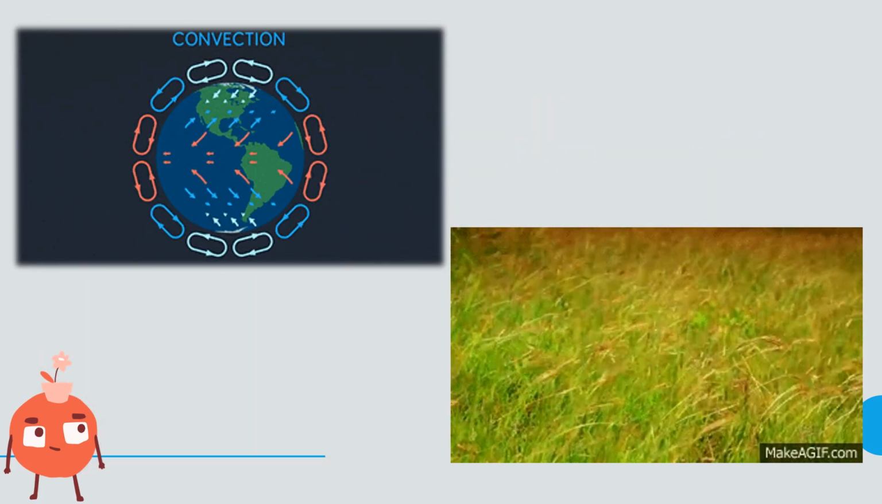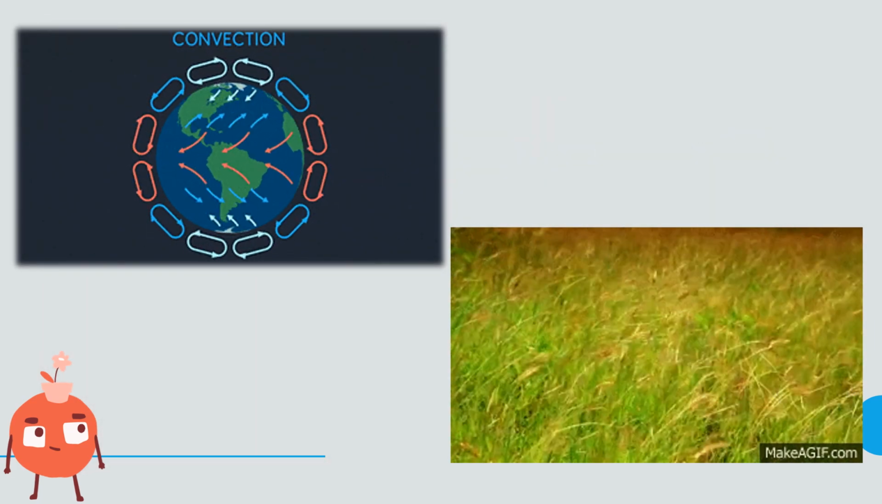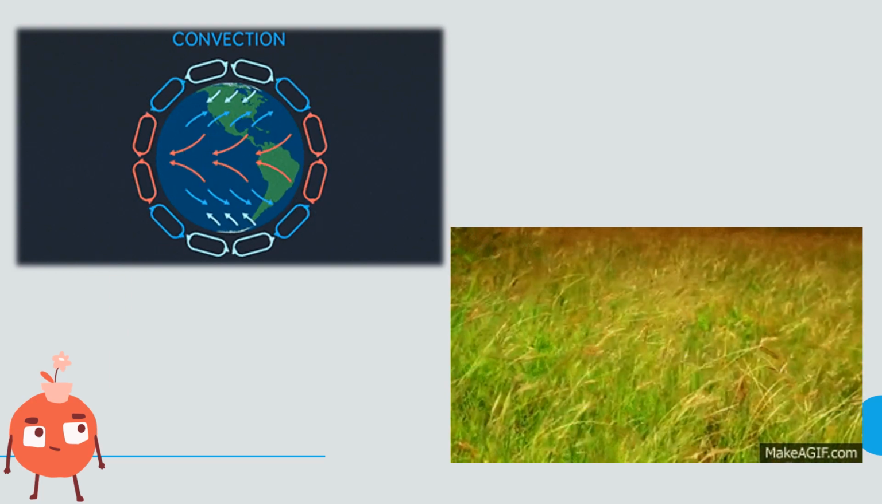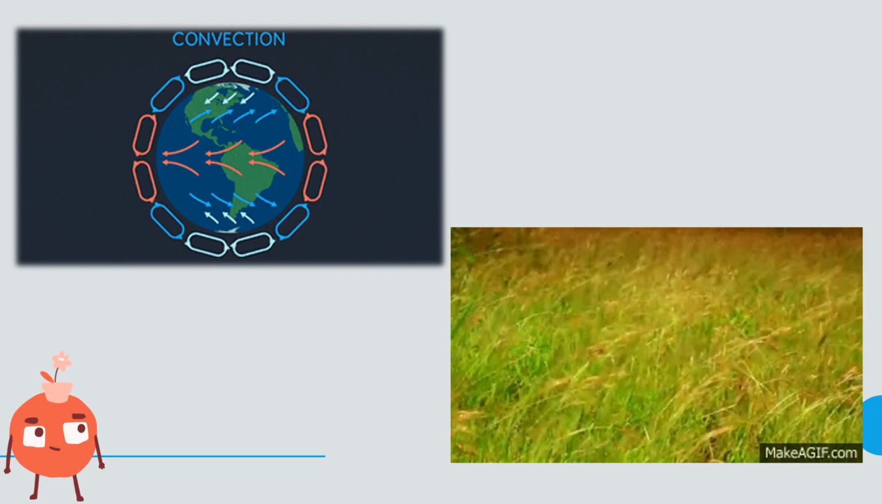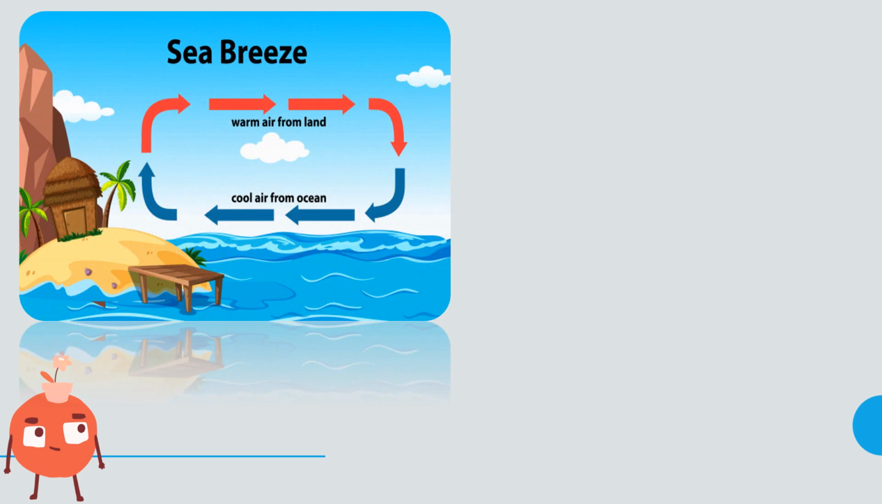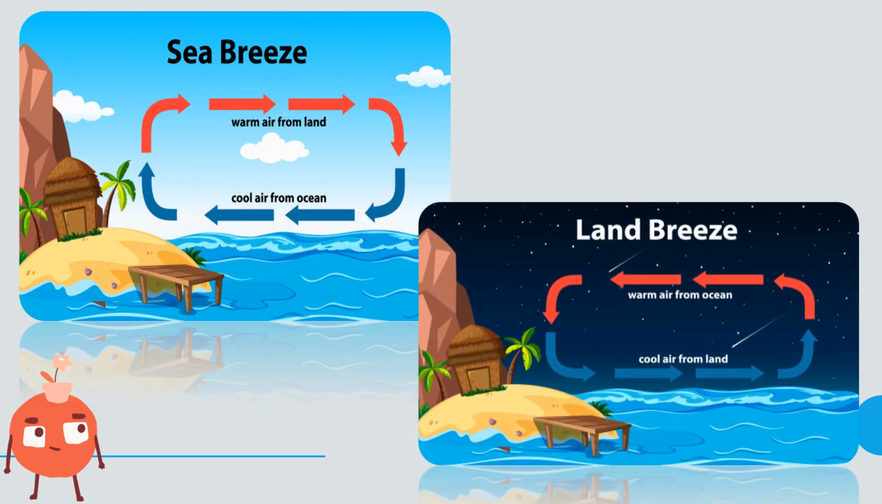Air can move vertically up and down, which we call convection or air currents. When it is moving horizontally, we define it as wind. Do you also remember the two types of breeze? We have the sea breeze and land breeze. As their names imply, they describe where the air is moving and towards what direction.